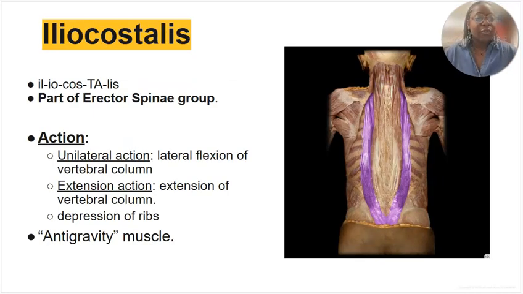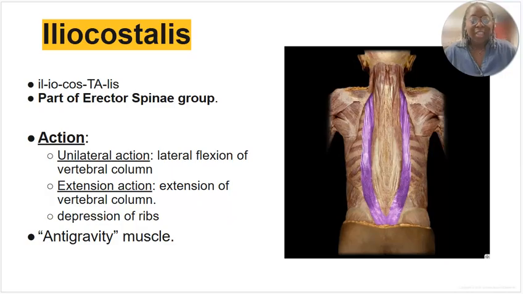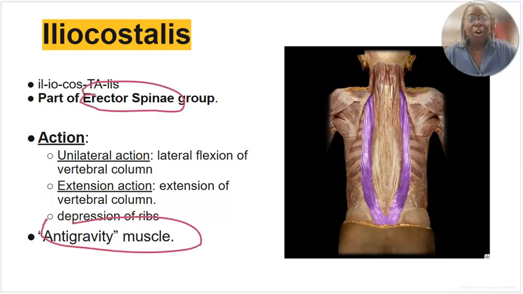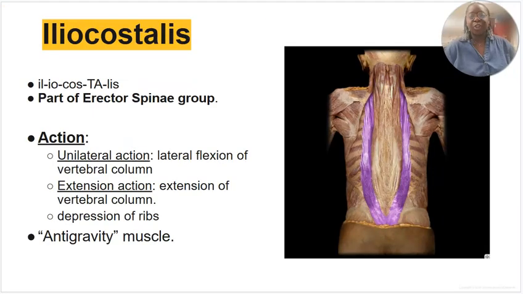And you're going to see this phrase anti-gravity muscle multiple times for this erector spinae group. These two terms, erector spinae and anti-gravity muscle, are interchangeable. So either or. As long as you remember that these are the muscles that help you stand up, sit up straight, all of that. Really cool stuff. The first one we're going to cover is the iliocostalis muscle.